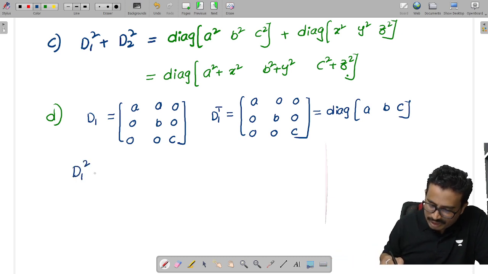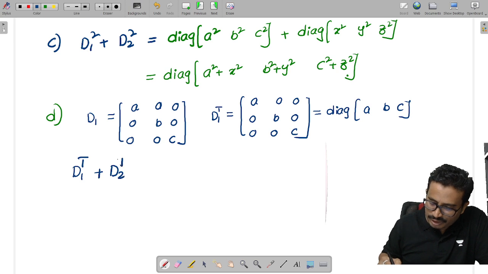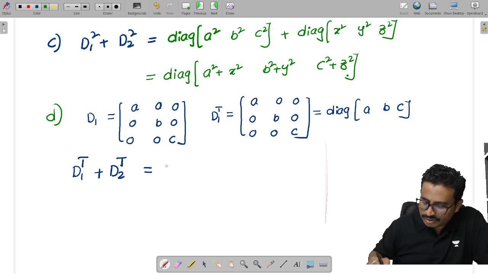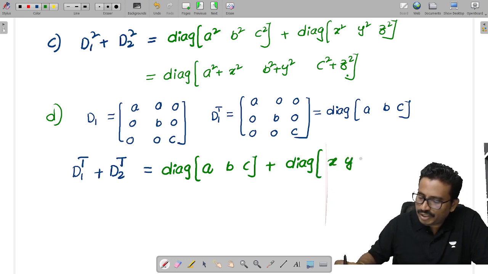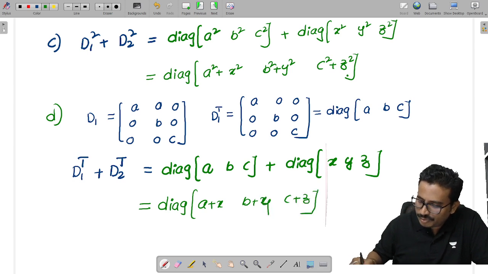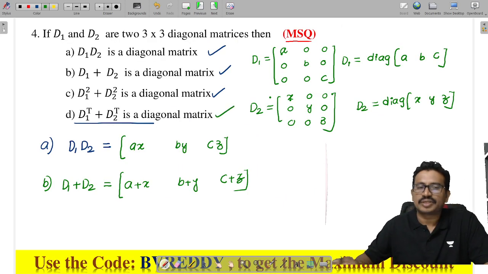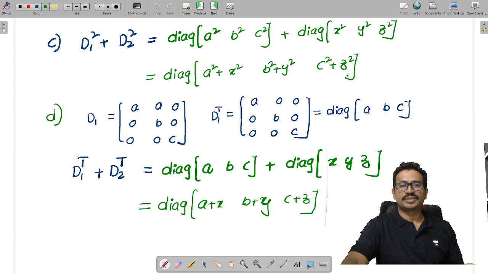Now we need to find D1 transpose plus D2 transpose, which is the diagonal matrix of a, b, c plus the second matrix, the diagonal matrix of x, y, z. If I add these two, the same diagonal matrix will come: a plus x, b plus y, c plus z. So this option D is also correct. Which are the correct statements? All are correct: A, B, C, D. So this is an MSQ question.